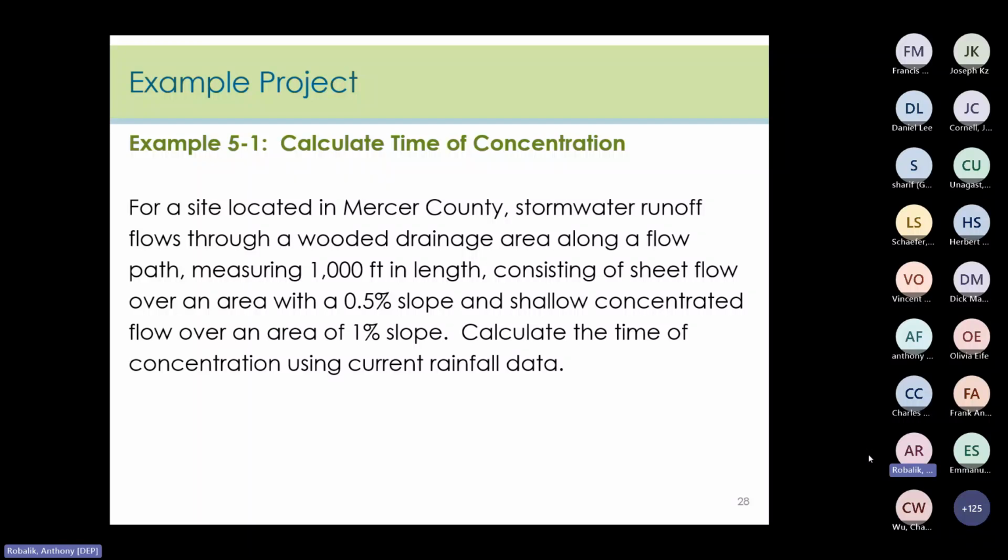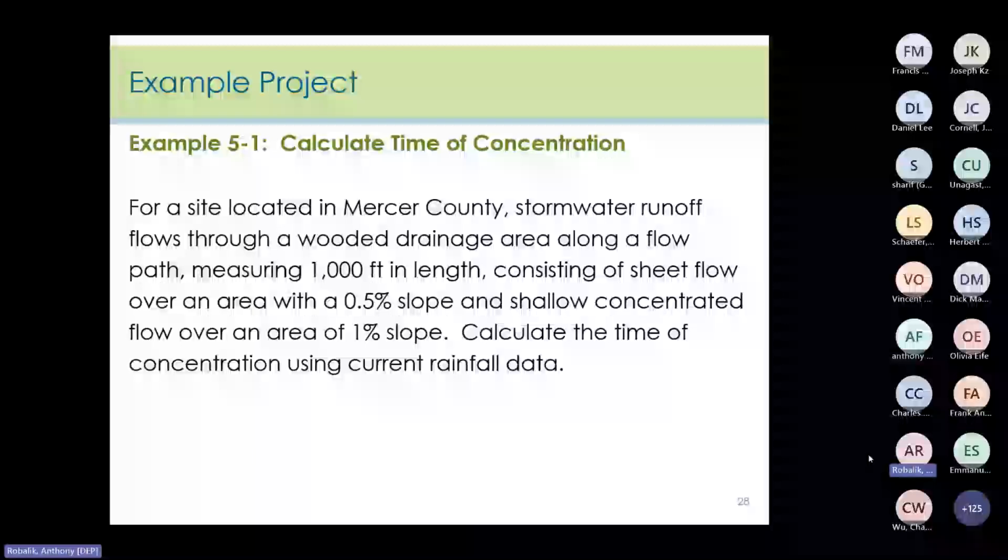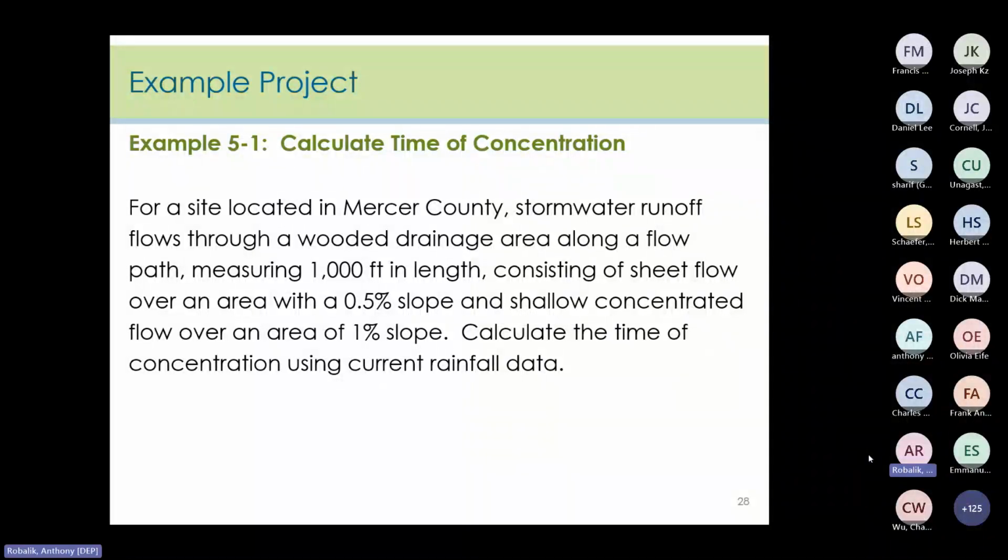Okay, so now we're going to work through an example of calculating time of concentration. This states that for a site located in Mercer County, stormwater runoff flows through a wooded drainage area along a flow path measuring 1,000 feet in length, consisting of sheet flow over an area with a 0.5% slope, and then shallow concentrated flow over an area with a 1% slope. It's asking us to calculate the time of concentration using current rainfall data.